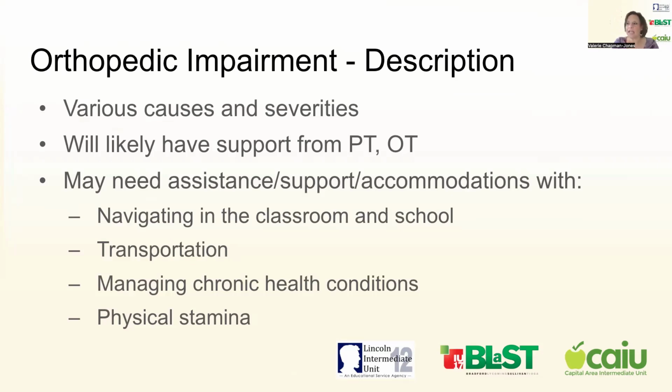These students are likely going to have physical therapy and occupational therapy support services. And some of the areas they might need some assistance with, and you as a paraprofessional may be providing some of these, is navigating around the classroom and the school, transportation. They may have chronic health conditions related to their orthopedic impairment, and just their physical stamina throughout the day could be an area of concern.